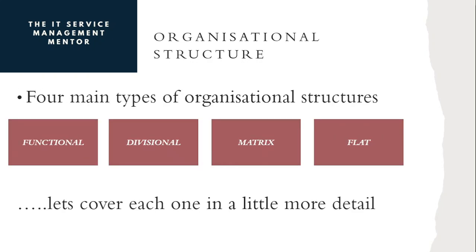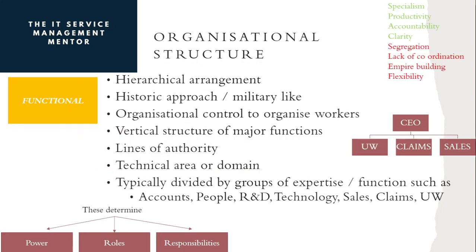There's four main types of organisational structures typically. They are functional, divisional, matrix and flat structures. So let's cover each one off in a bit more detail.